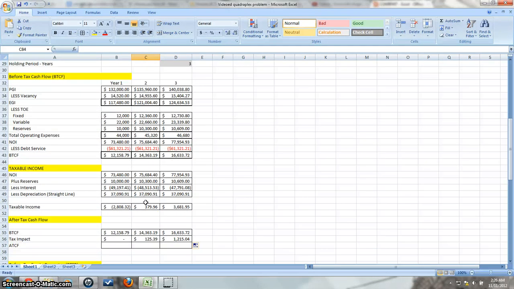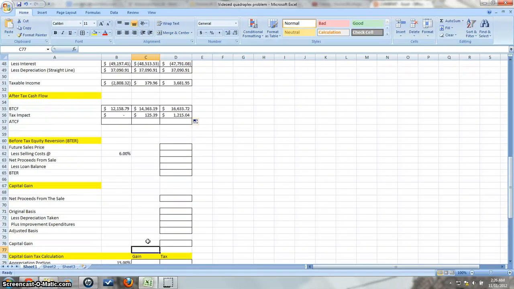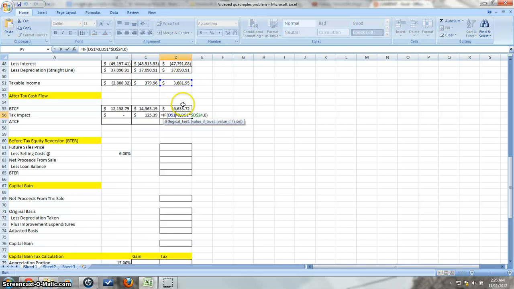I'm going to show you what happened. Now, because these values were not less than 0, you can see C51 is greater than 0, so it put in C51 times D24. And same for this one. Because you're really not going to have a tax impact that's giving you money back necessarily if you have a negative taxable income. It just doesn't typically work that way.